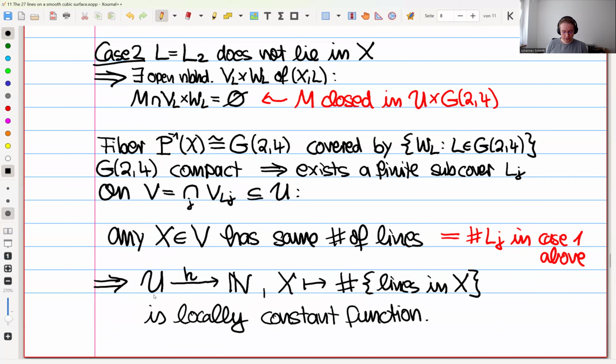And we can get even better, namely that this number is a locally constant function, because in this neighborhood V of our chosen point X, it is constant. Okay, so we know every smooth cubic surface has a finite number of lines, and this number is a locally constant function on U. And now we just want to conclude.